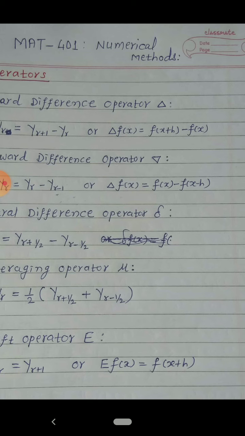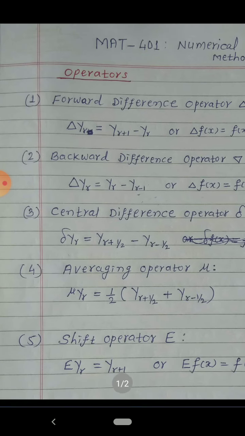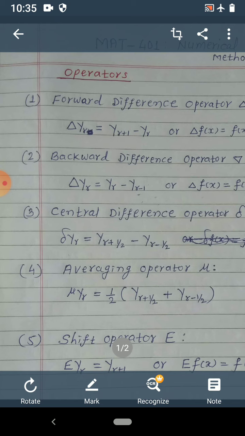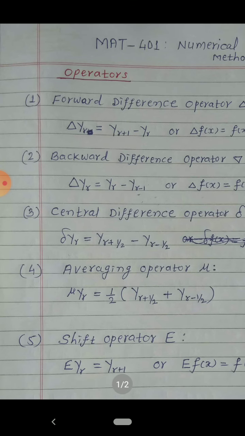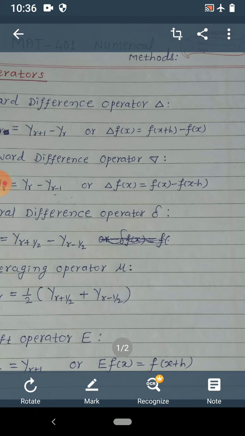If you take its nth power, E raised to n f of x is equal to f of x plus nh, or in terms of this notation, E raised to n yr is equal to yr plus n, or here E raised to n f of x is f of x plus nh. Similarly, nth order inverse operator is defined as E raised to minus n f of x is f of x minus nh. Instead of plus, it is a minus sign, and so on.